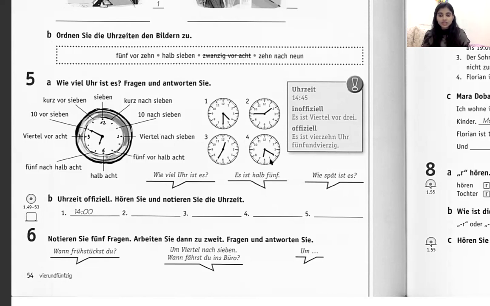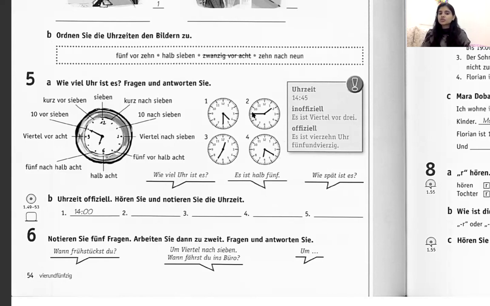And it is 10 minutes before 7:30. You can read it inofficially like this. Es ist zehn vor halb acht. And officially, of course, you would be saying it 18:20. To 18:20, you would just simply be reading it 18:20 in German. Es ist 18 Uhr 20. Es ist 18 Uhr 20.